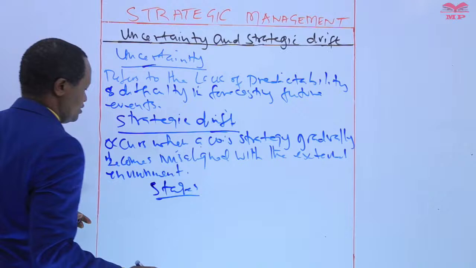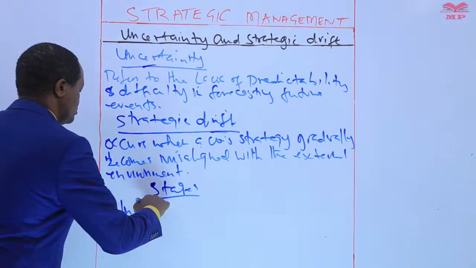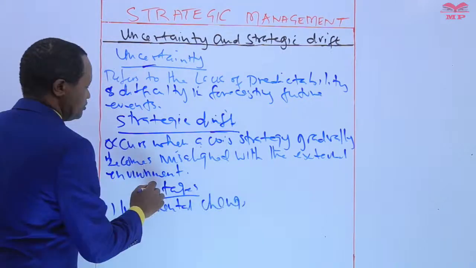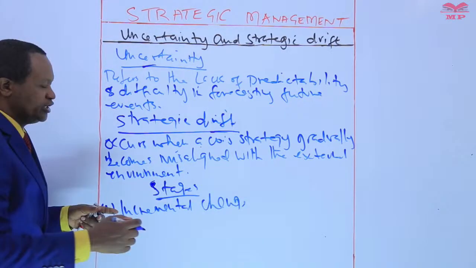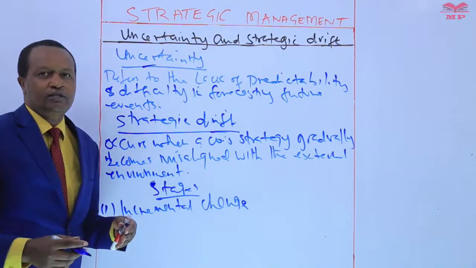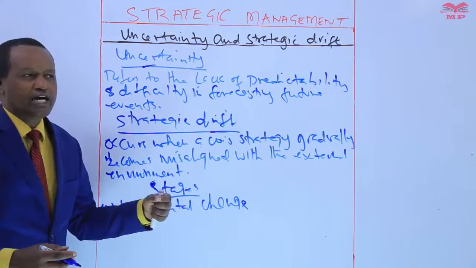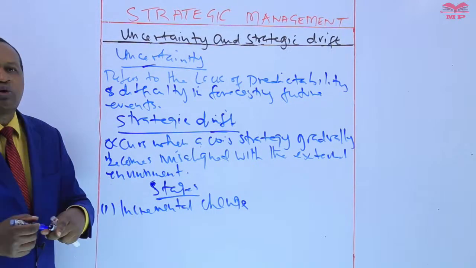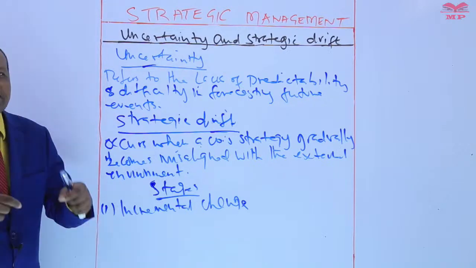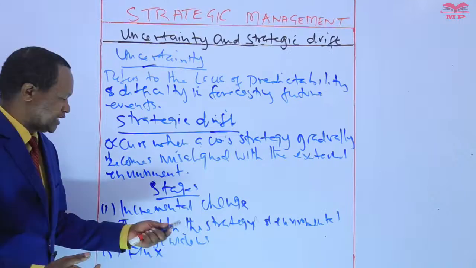Let me explain. One, there is incremental change, and this incremental change is change in the environment. All right? When there is incremental, continuous change, and the organization makes small incremental changes to strategy, but these changes are not sufficient to keep pace with it, this is a big misalignment.